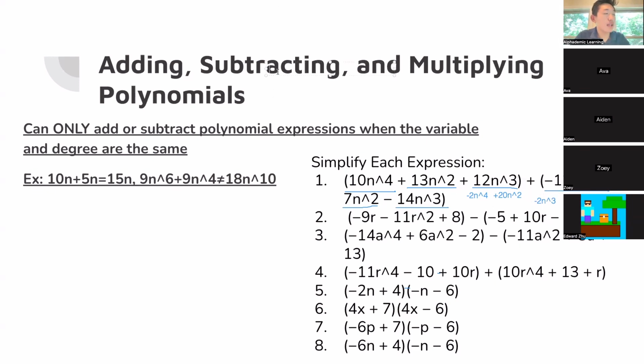Just make sure that, I forgot to do this, but make sure when you are answering that the answer is written starting from the term with the greatest degree. So negative 2n to the 4th minus 2n cubed plus 20n squared. So just make it go from descending order of degree.